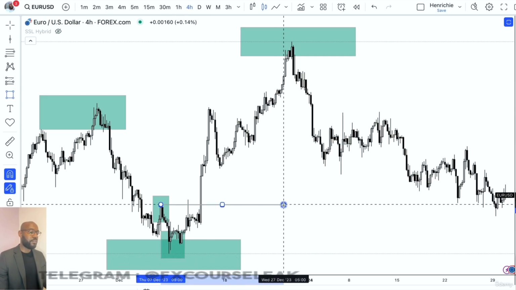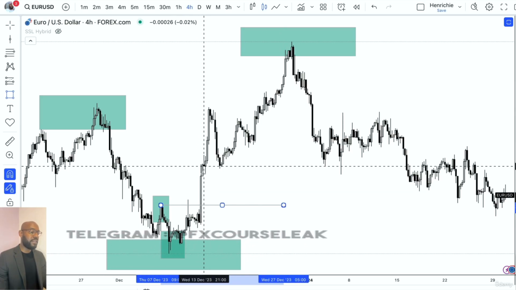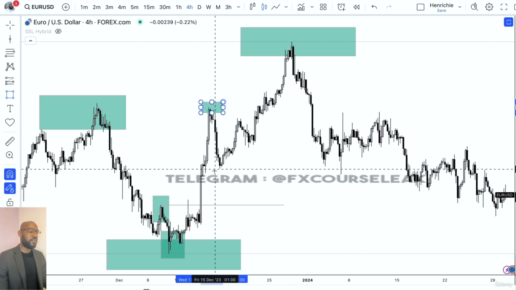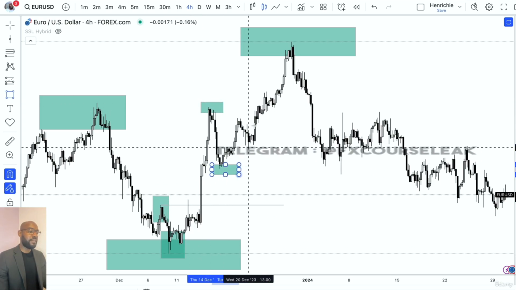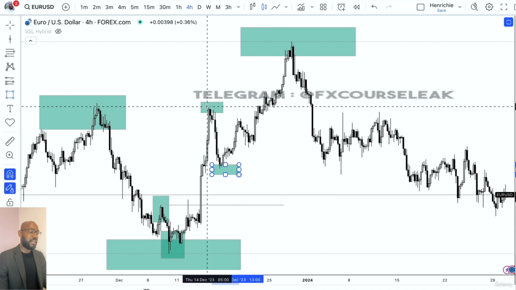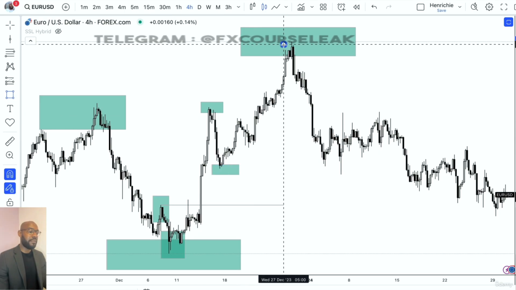And as you can see, after we broke above this high, price did not retest after breaking above it. It just expanded higher. And then we created a high right here, and then we created a low. And then this is an intrastructural high and low within the range high and low. So it's kind of insignificant. And then we created this high.